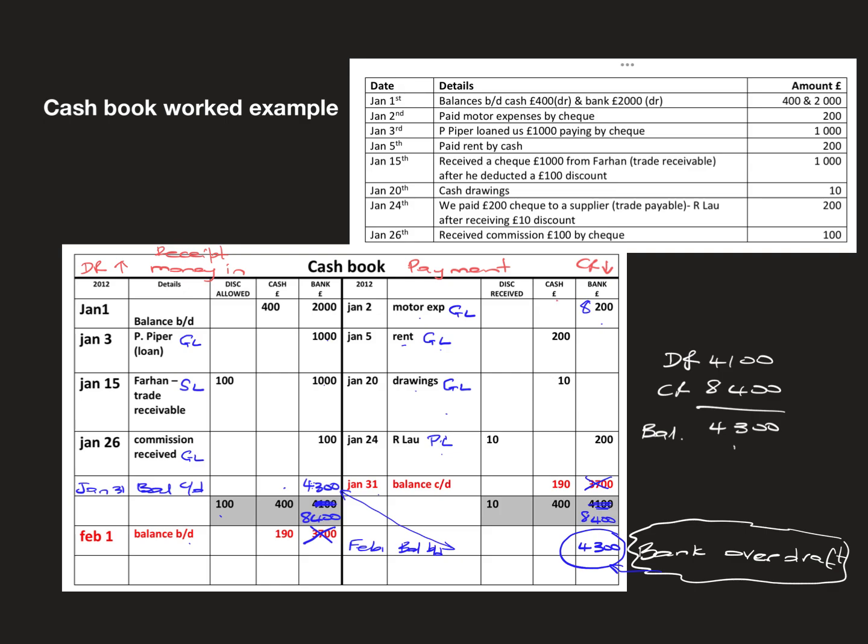So we must pay attention to, let me just try and get some other colors available. So I'm just going to get a red color here. Discount allowed and the totals for discount received, where do they go? So we're looking at these totals. Where do we put these totals as it relates to making entries in the ledger?